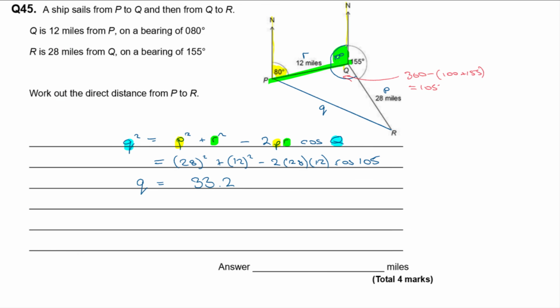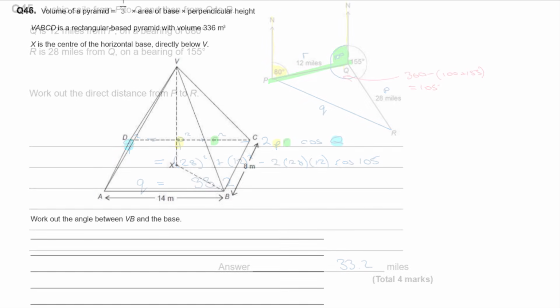33.2. Does that look about right? Yeah, it's definitely the longer side, isn't it? 33.2 looks about okay. So 33.2 miles. Work out the direct distance from P to R. It's 33.2 miles. Question 46.